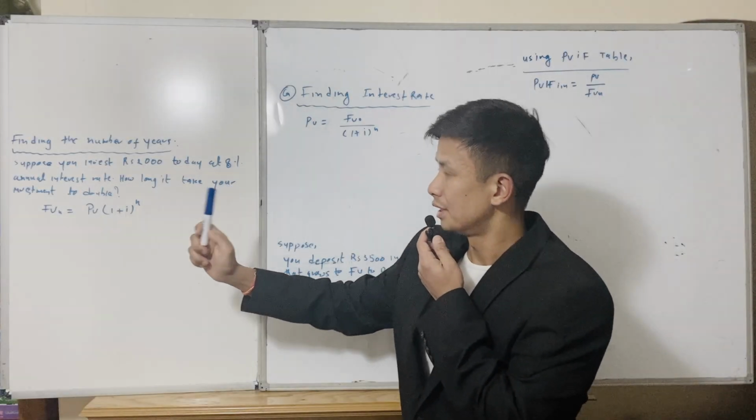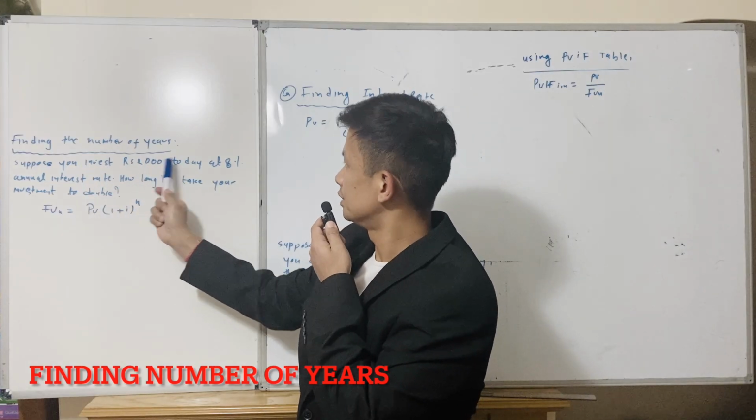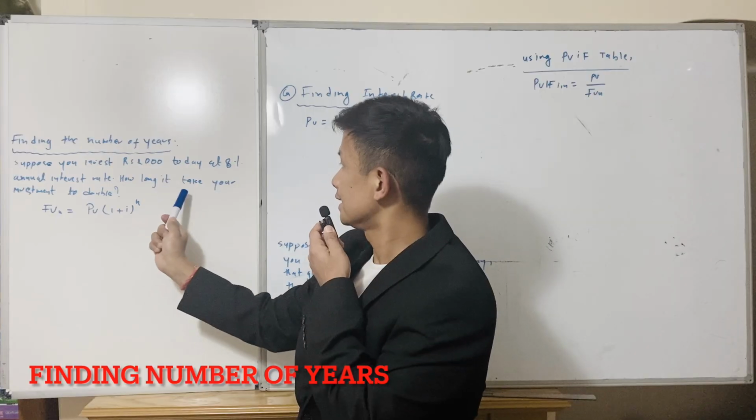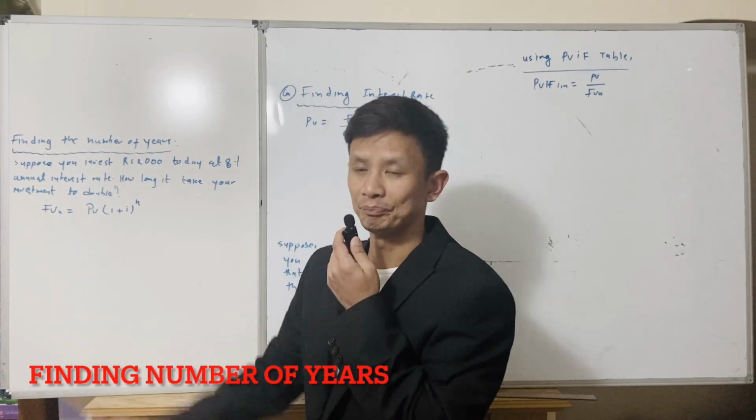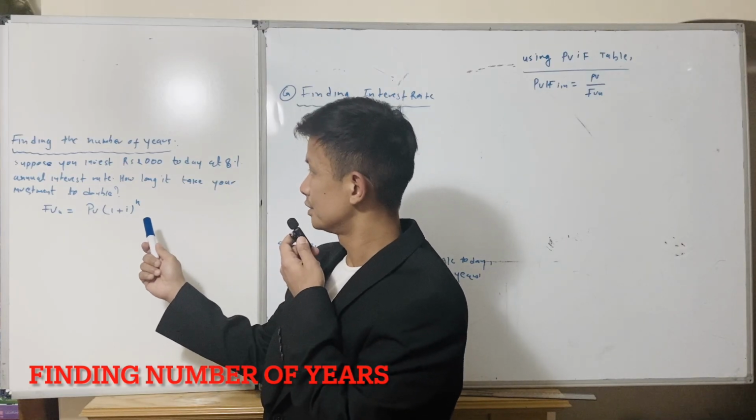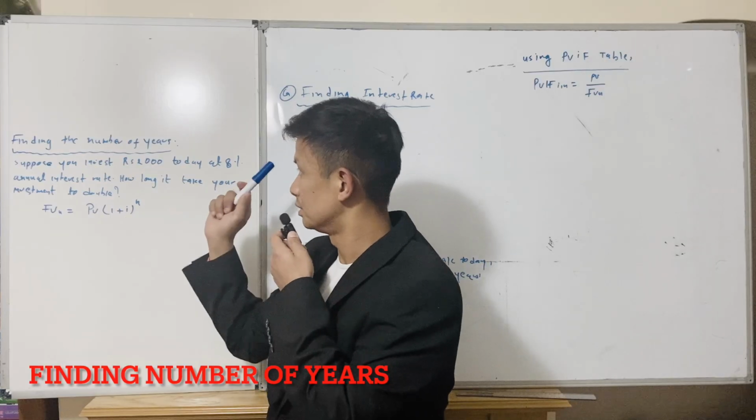Finding the number of years. Suppose you invest rupees 2000 today at an 8% annual interest rate. How long will it take for your investment to double? So it is asking us the number of years it takes to double our investment, which is 2000 rupees.